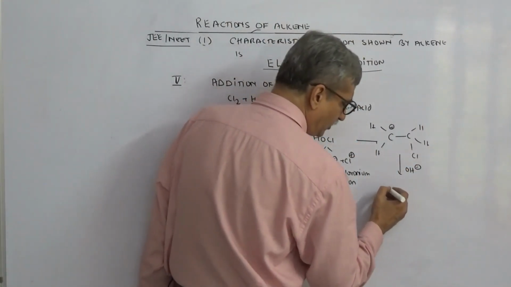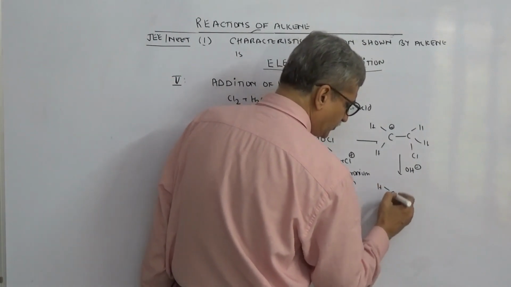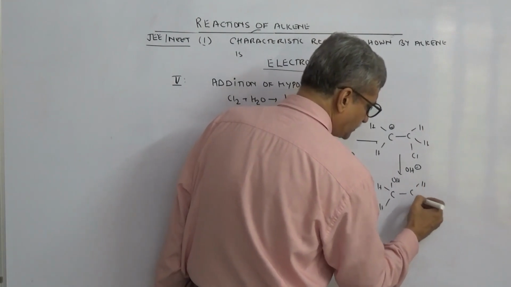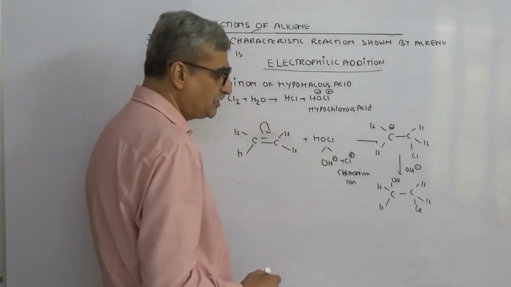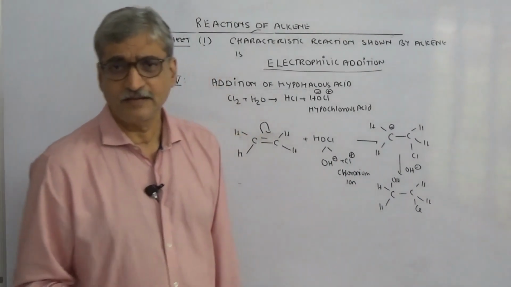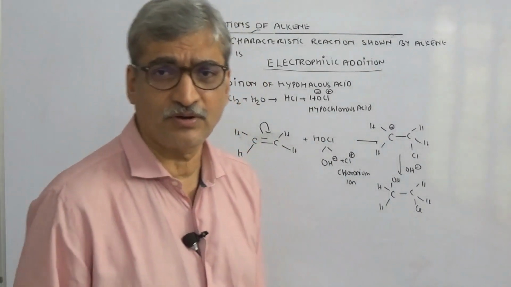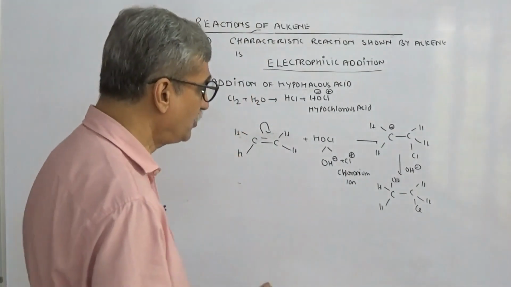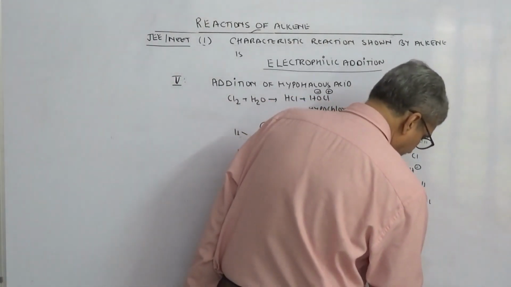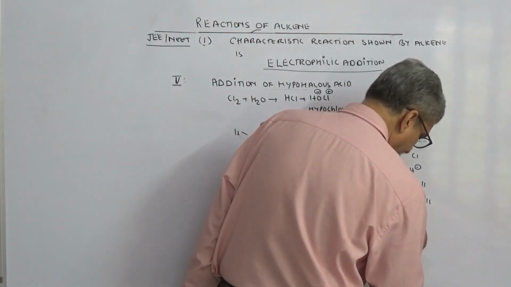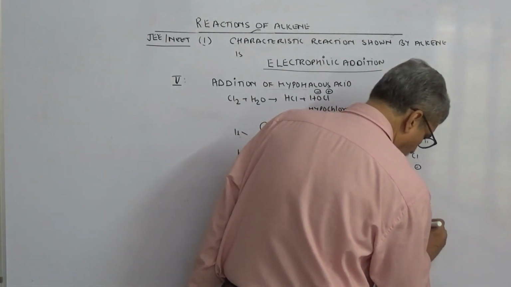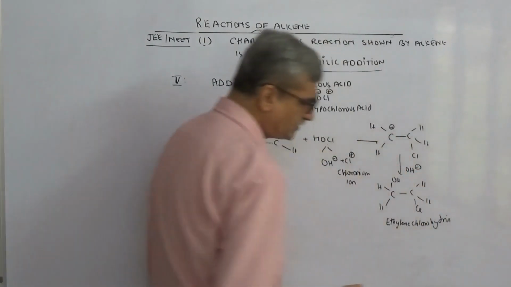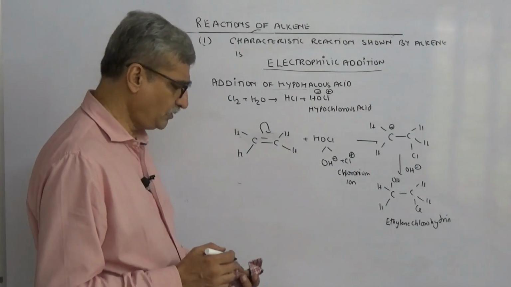So you end up with what? CH2OH-CH2Cl. So this kind of compound, when at alpha beta position there is a hydroxyl group and a chlorine group, we call this chlorohydrin. So this is ethylene chlorohydrin.